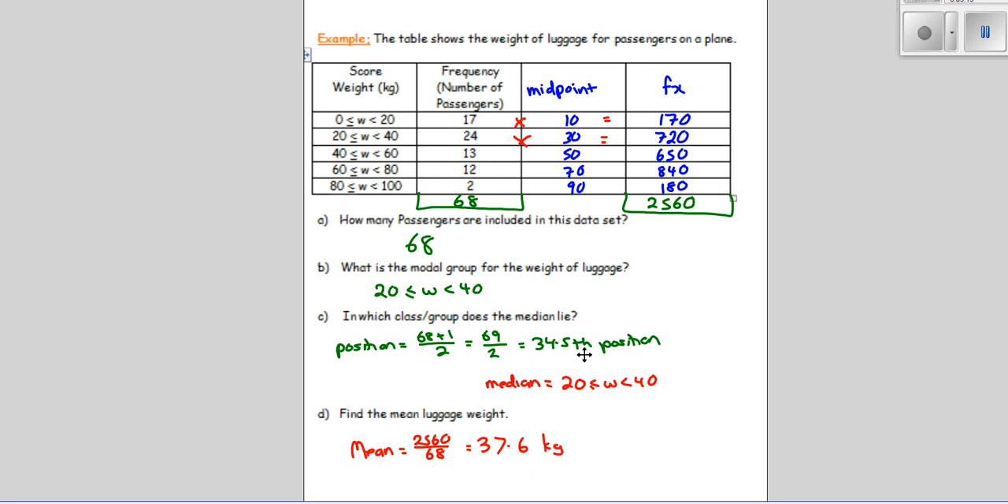We got the 34.5th position, so we had to add up. The first 17 numbers would be in this group. The next 24 numbers would be in this group. So adding them up, you haven't hit 34.5 yet, so that's going to occur in this group. And so on. Was there anything down the bottom of there?